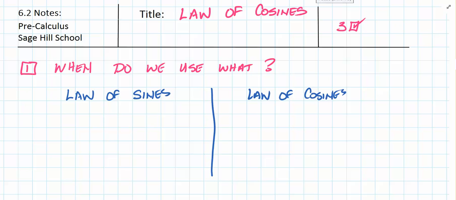All right, so first let's start off by figuring out when do we use what. We're going to have two laws that we're going to use in this section. One's going to be the law of sines, one's the law of cosines.